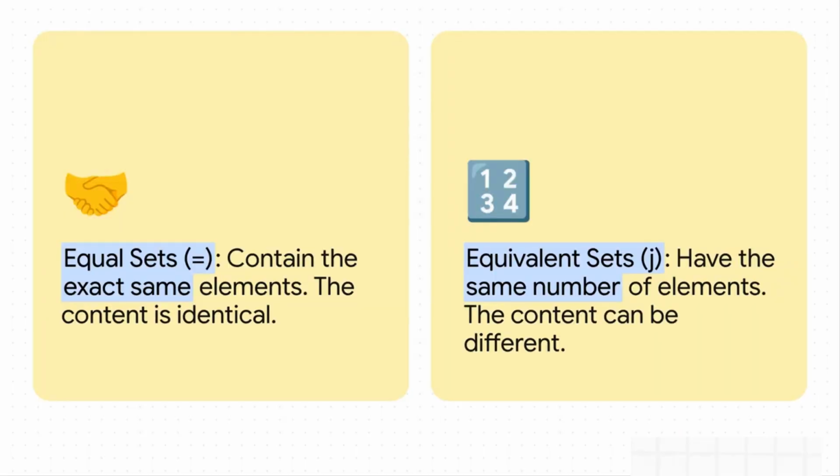Now lean in for this one, because this trips a lot of people up. Equal sets have the exact same elements. The order they're written in doesn't matter, but the stuff inside has to be identical. Equivalent sets, on the other hand, just need to have the same number of elements. The things inside can be totally different. So here's the key. Equal is about what's inside. Equivalent is about how many things are inside.